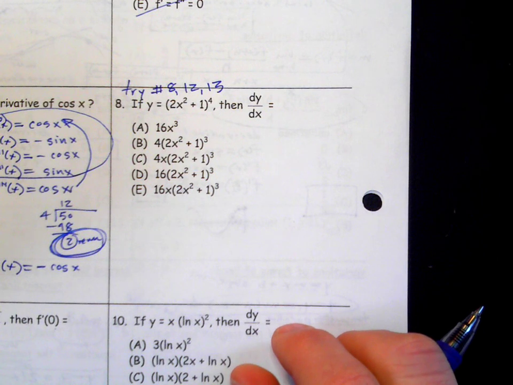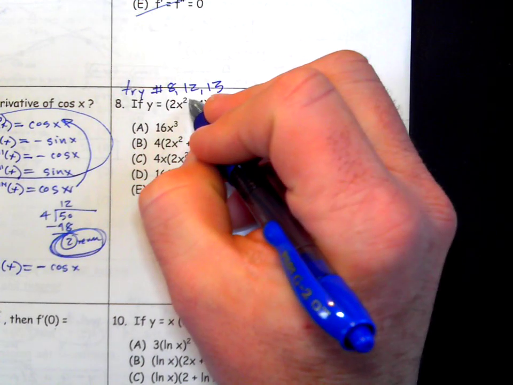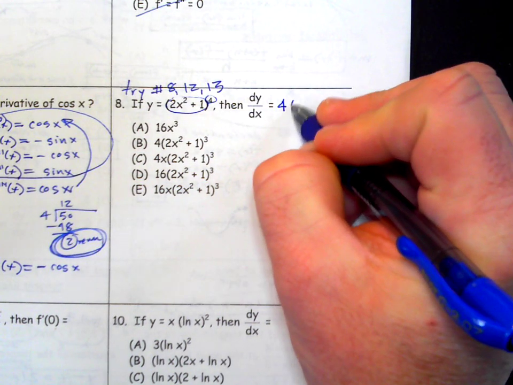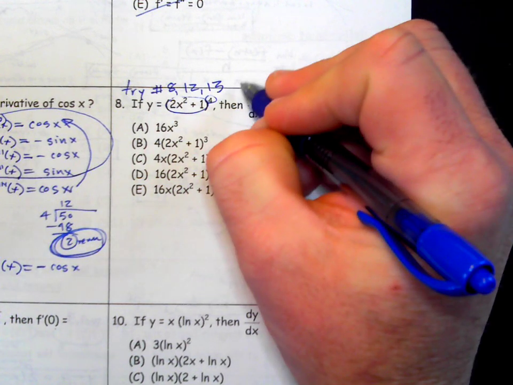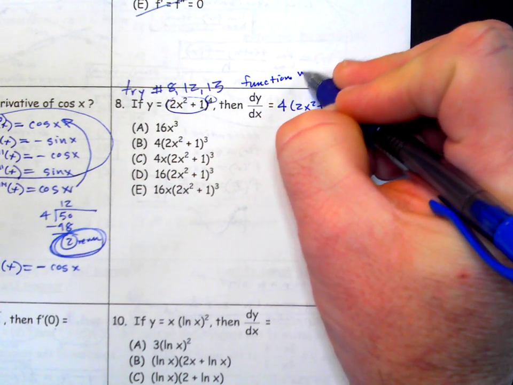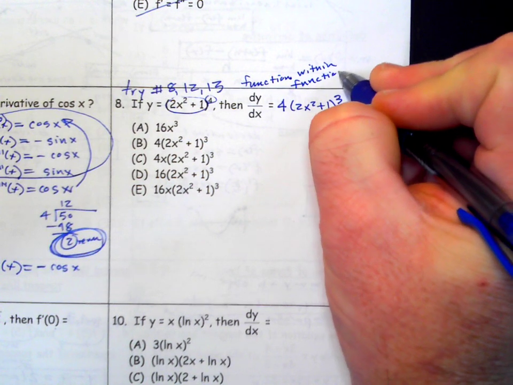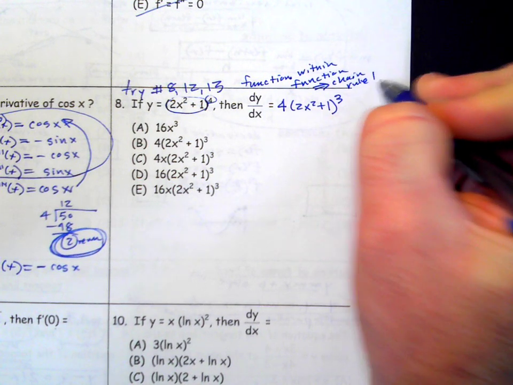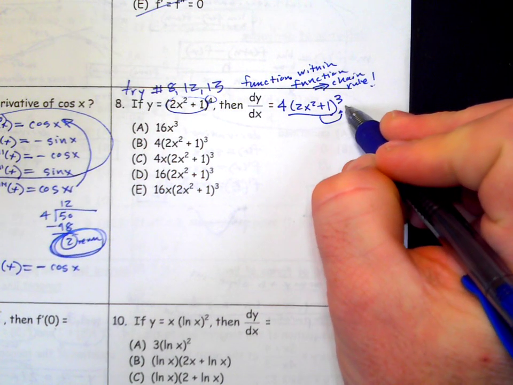Okay, so you've tried 8, 12, and 13. And so I'm going to try them. So we're looking for the derivative here. And there's a function inside of another function. So we've got to do the chain rule. So we do the derivative of the outer function first, right? Function within function, you've got to do the chain rule. That means you do the derivative of the outside first, leave the inside the same, then you've got to multiply by the derivative of what's inside.